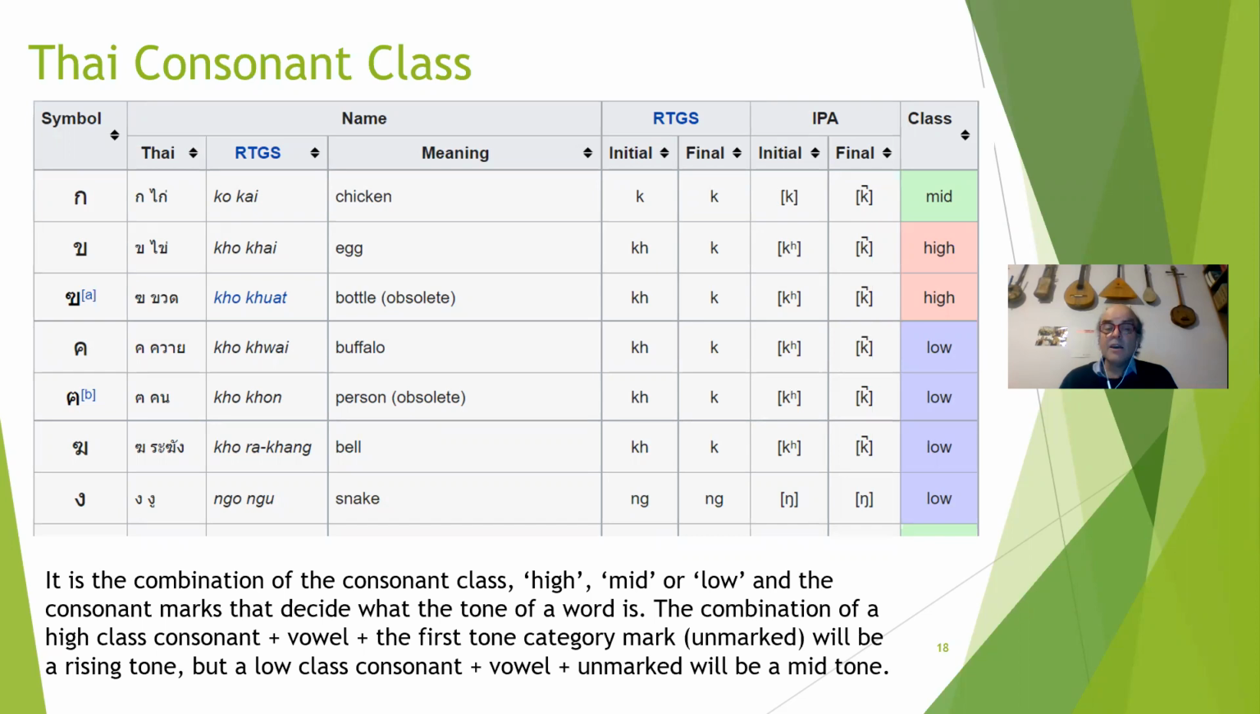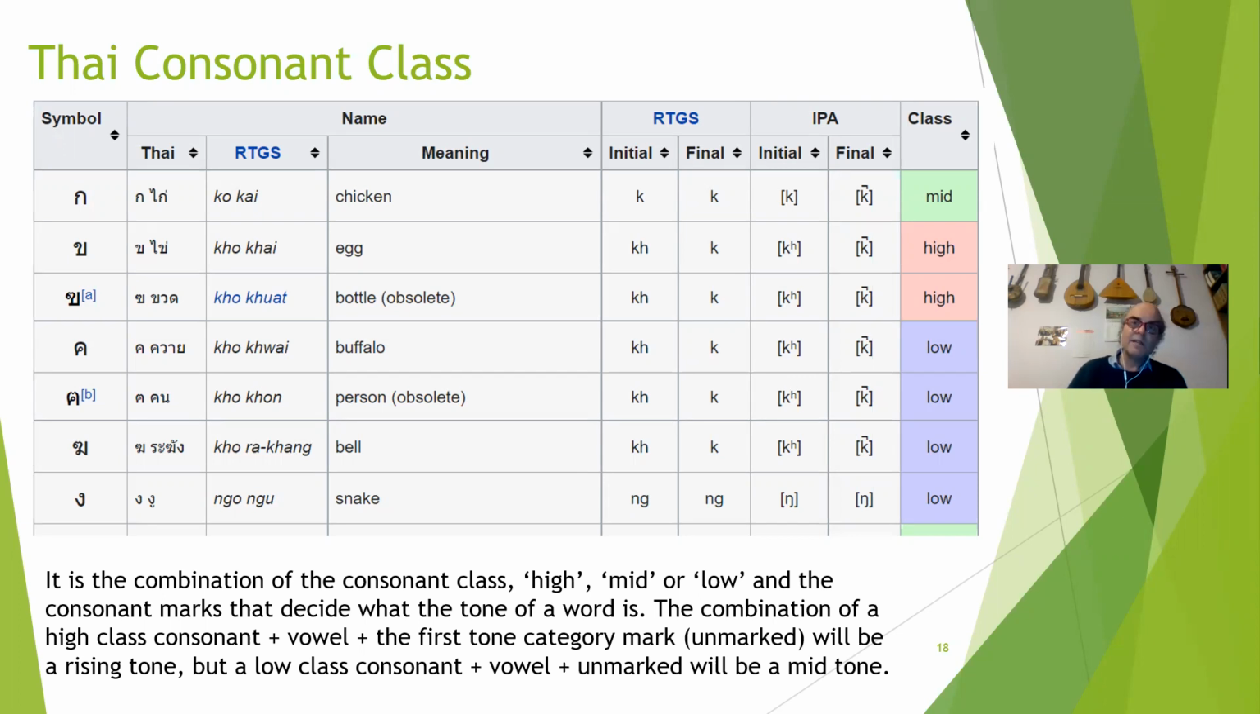Whereas a low class consonant followed by a vowel followed by the unmarked tone will have a mid-tone. And an example of this would be the word ma, which means to come. So ma, dog, ma, come. Ma, ma, the dog is coming.